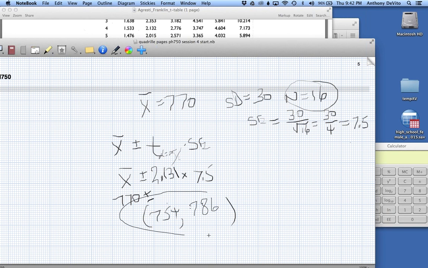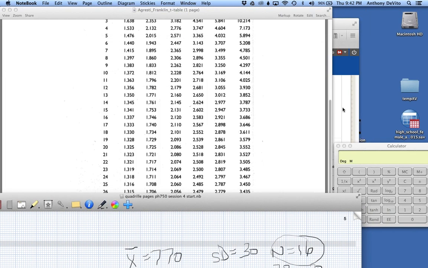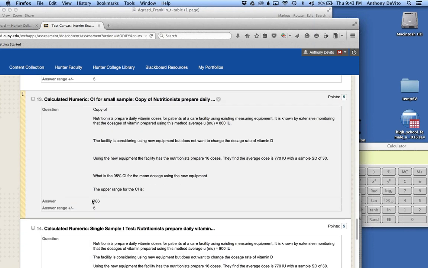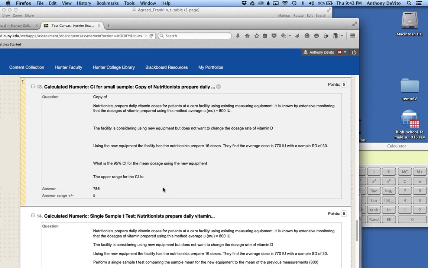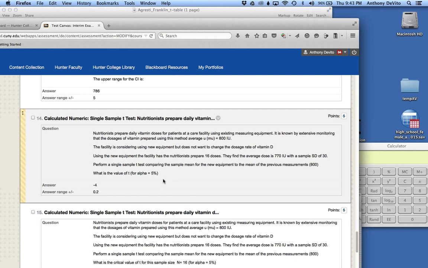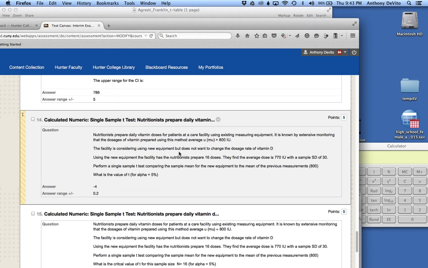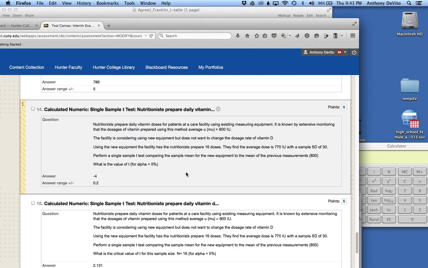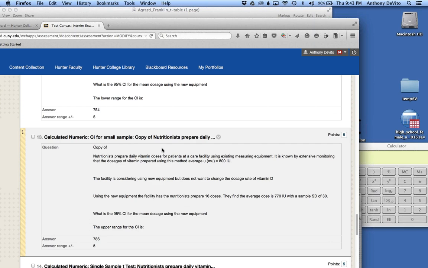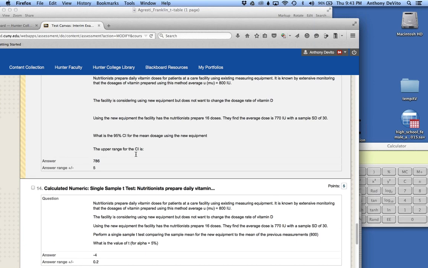Okay, so we're 95% certain that the true mean for the new equipment is between 754. Let me make sure I got that right. Yep, 754. I gave you a buffer of 5, and the other, 786, gave you a buffer of 5 also. The upper range is that. So our 95% confidence interval is between 754 and 786.